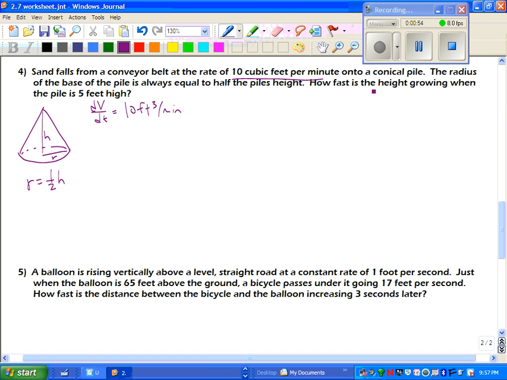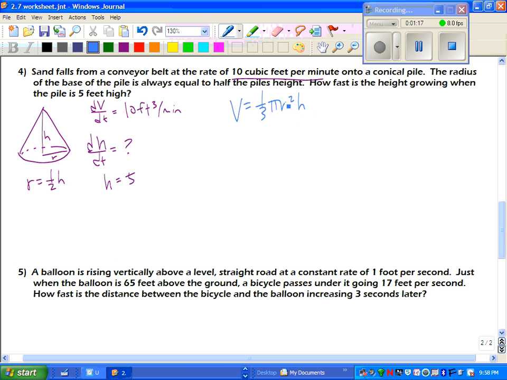How fast is the height growing when the pile is 5 feet high? So we want to find out change in height with respect to time when the height is 5. So we've dealt with these problems before. We know volume is 1/3 times pi r squared times height.